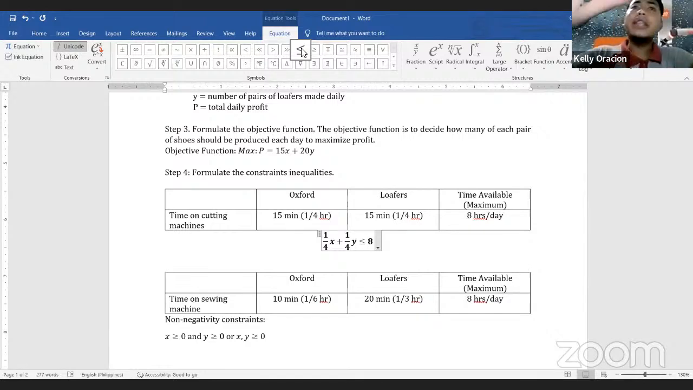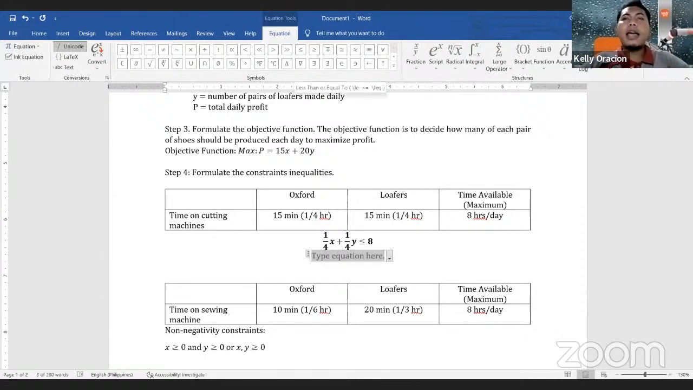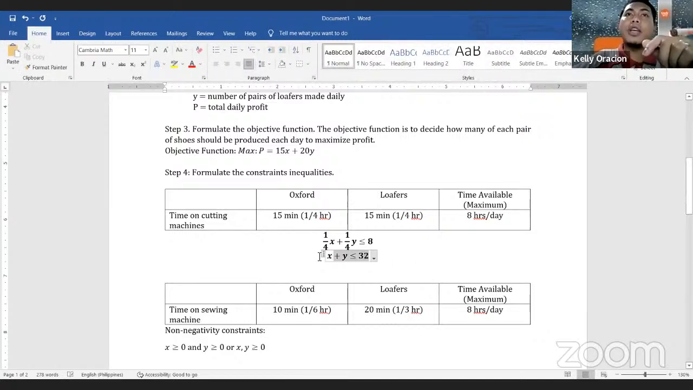Yeah, you can convert this inequality into whole numbers. Take note, for both variables, X and Y, the constants are 1/4, so the denominator is 4. Find the LCD, which is 4. Multiply both sides by 4, and it becomes X plus Y is equal to 32.